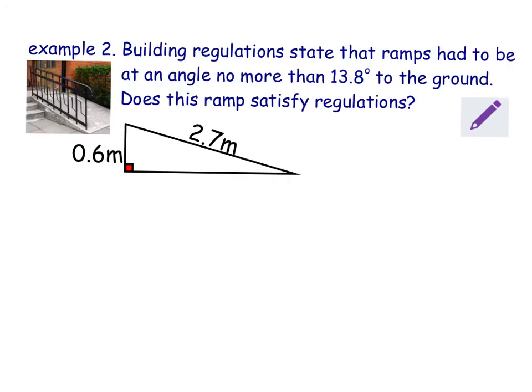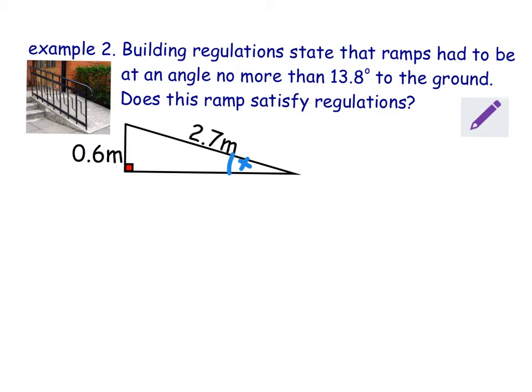Okay, my next one, the classic ramp question, okay? At National 4 you can get asked about the gradient of a ramp. You could also get asked about this angle in here. This is what we're basically after here. So building regulations state that the ramp had to be an angle of no more than 13.8 degrees to the ground. Does this ramp satisfy safety regulations? So there's no extra work to do on this one, okay? The triangle is obvious. It's just deciding that that's the angle we're after there.